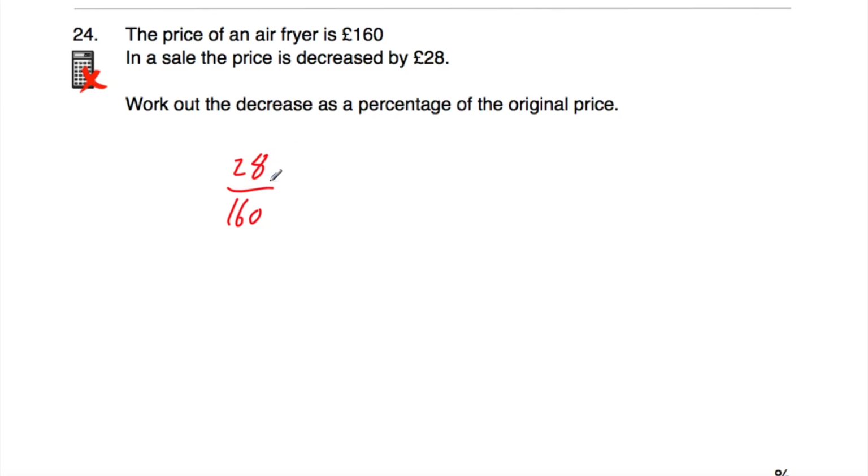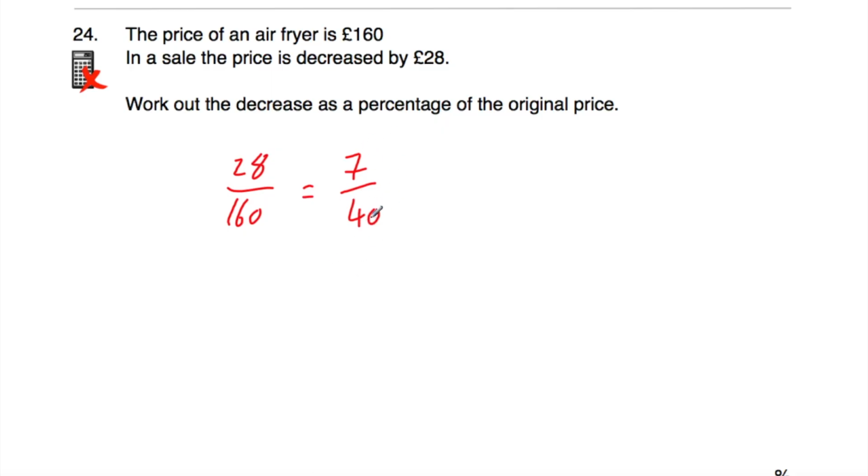Now at this point, I don't fancy doing 28 divided by 160 using the bus shelter method, so I'm going to cancel this down a little bit to begin with. Both of these numbers, the numerator and the denominator, we could divide by 2 or by 4. I'm going to divide by 4 here. So the numerator divided by 4 would be 7, and the denominator divided by 4 would be 40, so 7/40.